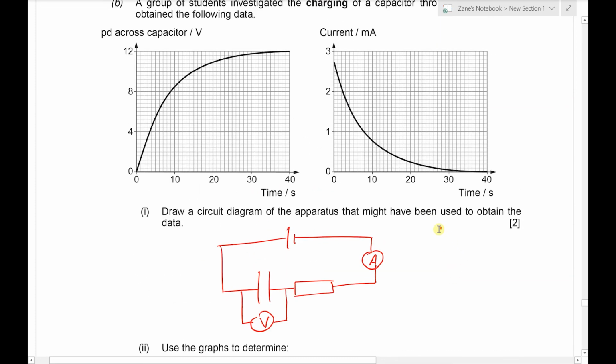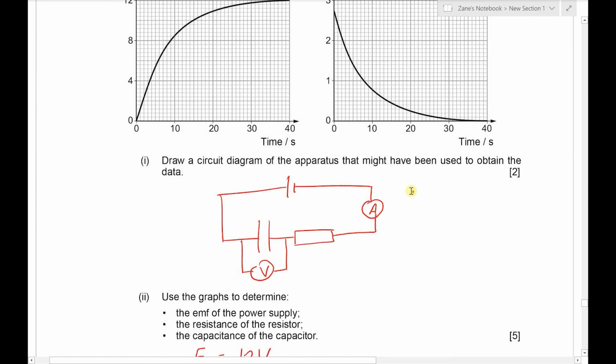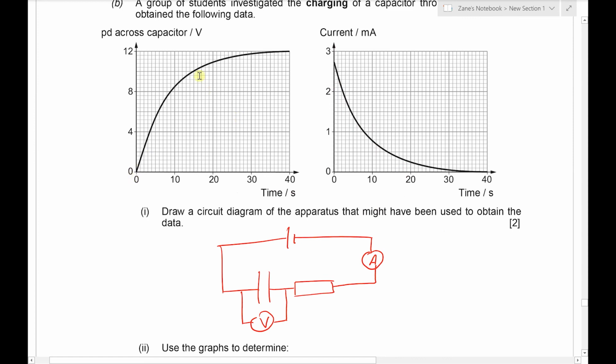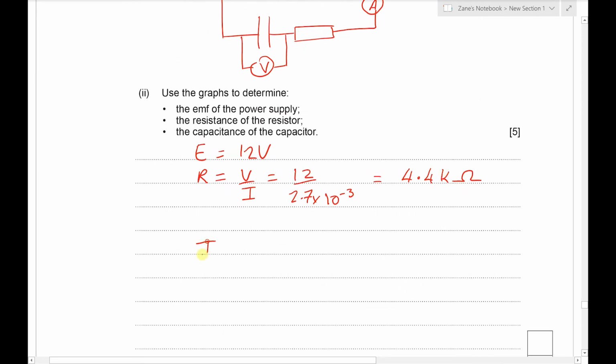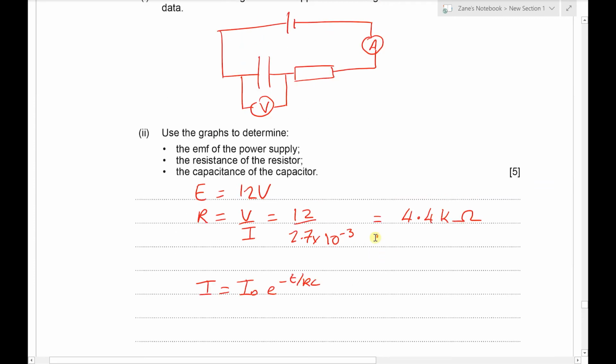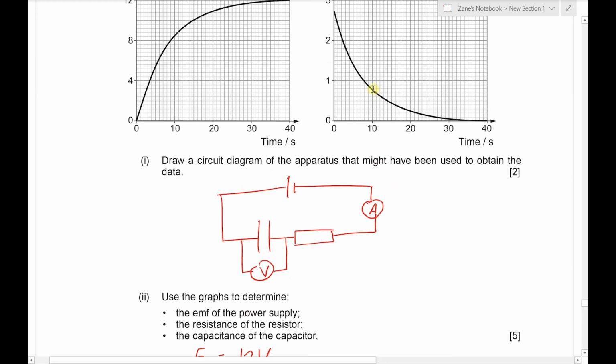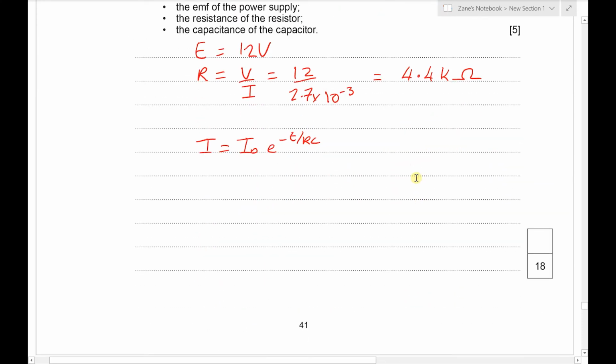There's a few ways of doing the last part of the question. A fairly straightforward way would be to write an exponential decay equation for the current. You could write an exponential charge-in equation for the PD, but the decay equation is a little bit simpler. So for the current, we can write I equals I naught e to the minus t over RC. All we need to do now is choose a value for time and the corresponding current. So let's use 10 seconds where the current seems to be near enough 0.8 milliamps. So we've got 0.8 milliamps is equal to 2.7 milliamps. I'm not going to put the millis in, they will cancel. e to the minus t over 4.4 times 10 to the 3 times C.